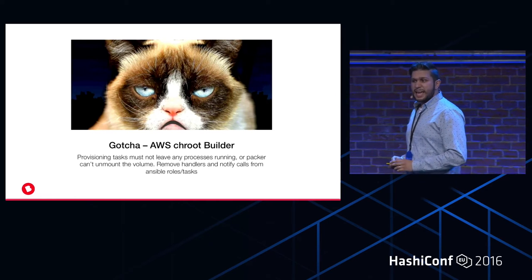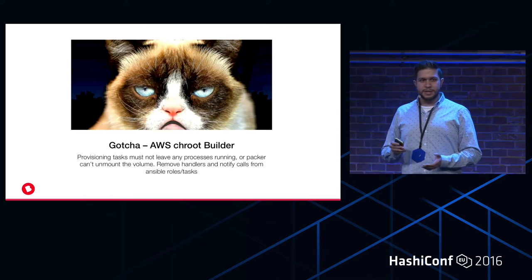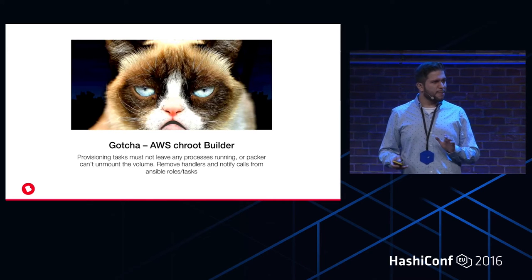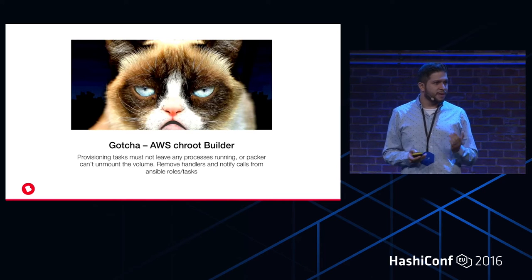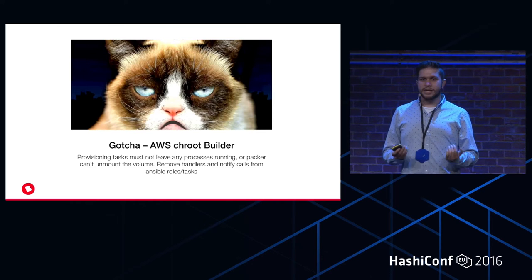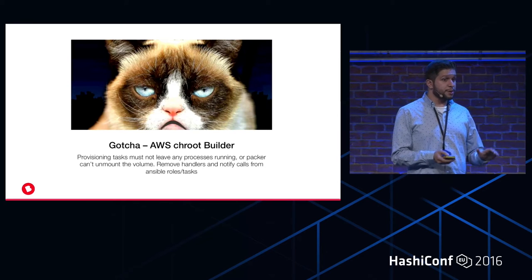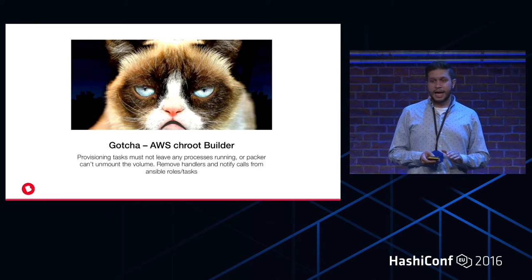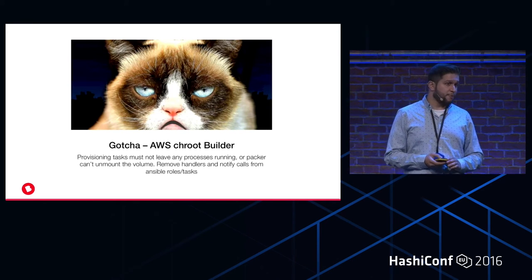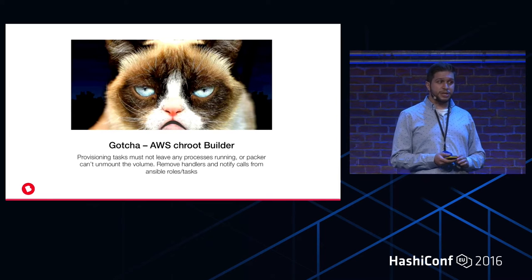And as Werner said again, the chroot builder, HashiCorp doesn't really typically recommend you use it because it's quite limited in its features. But I'm going to say something a little controversial and say it's actually the fastest way to build an image on Amazon. And we've been using it for nearly 2 years without many issues, so I think it's pretty stable.